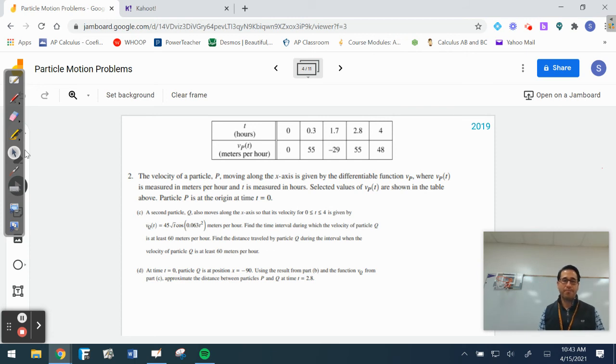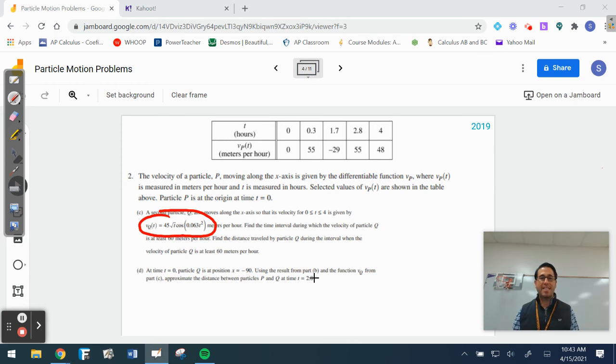All right, part C. They introduce a second particle Q. This time, though, they give us a function for it. So that means I'm going to put that into Y1. Meters per hour, it's a velocity. Find the time interval during which the velocity of Q is at least 60 meters per hour. Find the distance traveled by particle Q during the interval when the velocity of Q is at least 60.